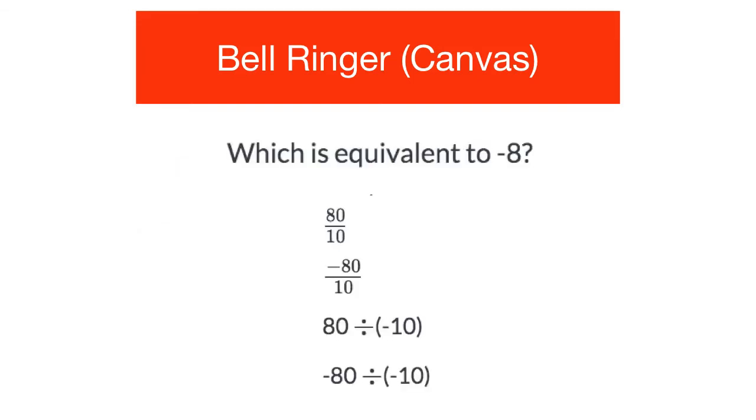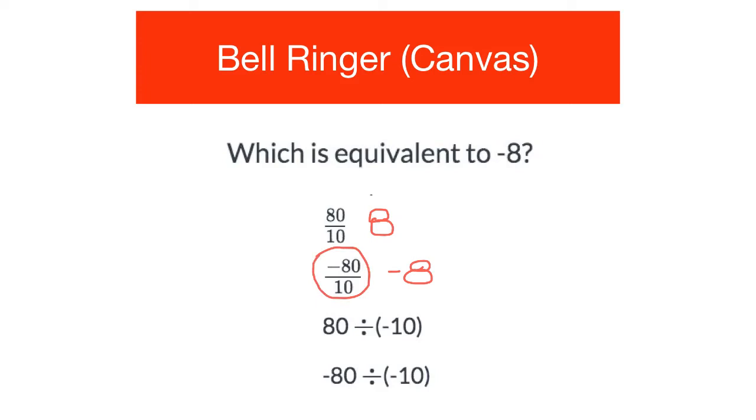On your second bell ringer, you were asked which is equivalent to -8, and you were given 4 expressions. To solve this problem, you need to simplify each of the expressions. 80/10 is 80 divided by 10. That is equal to 8. The next one, -80/10. Another division problem which has a quotient of -8. This is one of our answers.